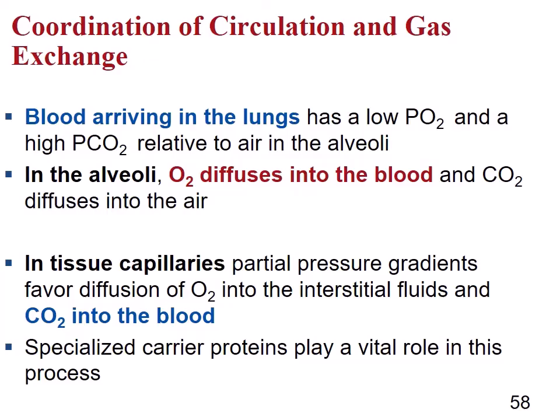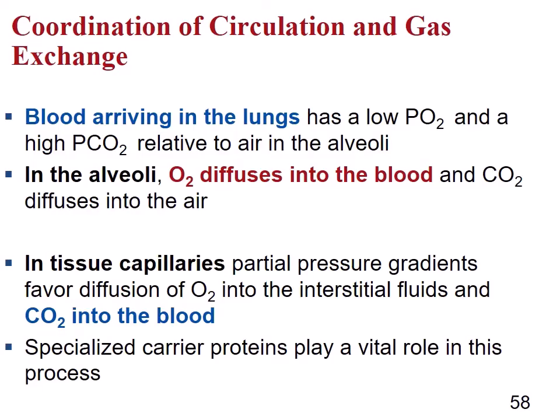So the next part here is about coordinating circulation and gas exchange, and I feel like going over this actually overcomplicates it, and sometimes you already know it and get more stuck. So stay with me here. But the blood that arrives in the lungs has a low partial pressure of oxygen and a high partial pressure of carbon dioxide relative to the air in the alveoli of the lungs. In the alveoli of the lungs, the oxygen is going to diffuse into the blood, and carbon dioxide is going to diffuse into the air, right?